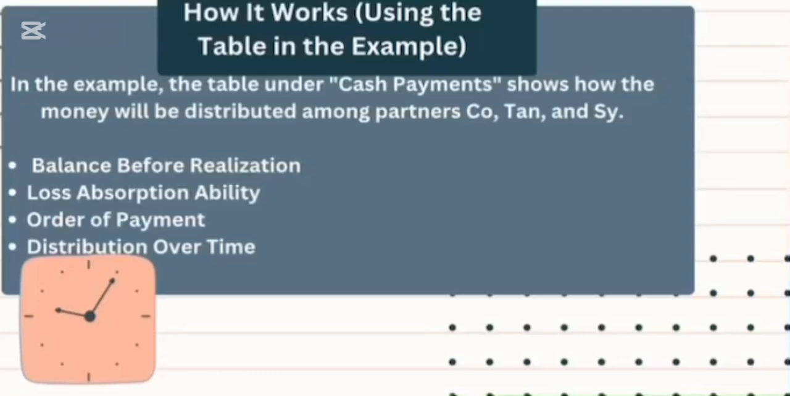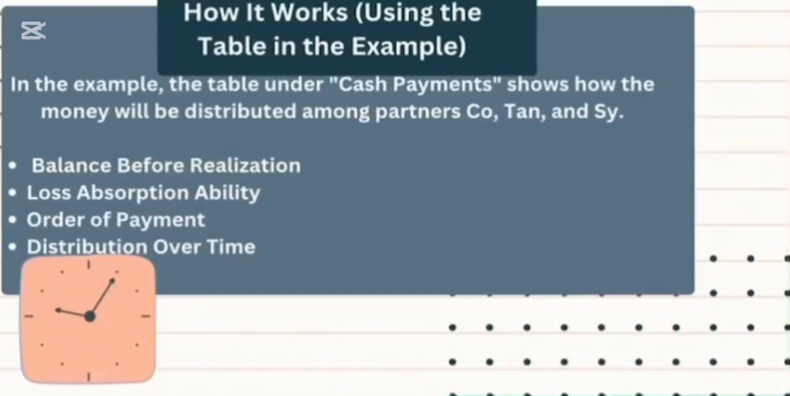And in this distribution over time, since cash may not be available all at once, the schedule may show payments across different rounds. For example, when the first batch of cash comes in, it might be used to pay C first. When more cash is available, Tan and Co get paid according to the remaining priority order.